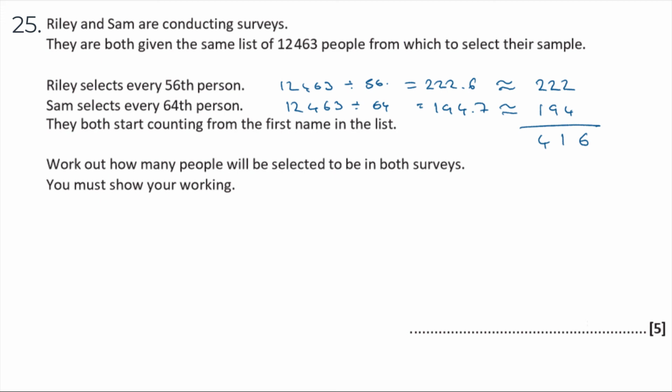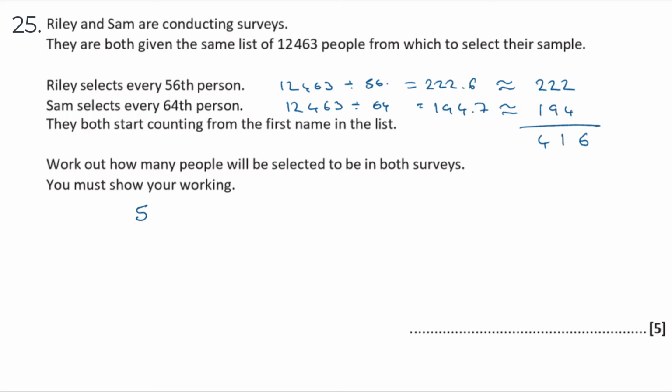Okay, so in order to do that, I think what we need to do is find the common multiples of 56 and 64. Now to do that, they're quite big numbers. I think to find the lowest common multiple, given the fact that the numbers are quite big and close together, I'm probably going to use prime factor decomposition here.